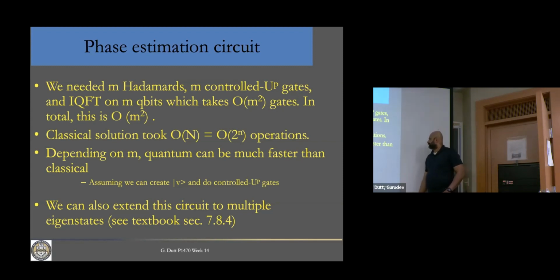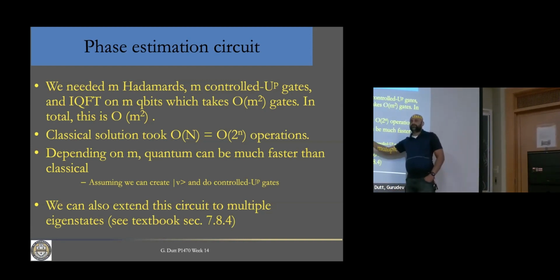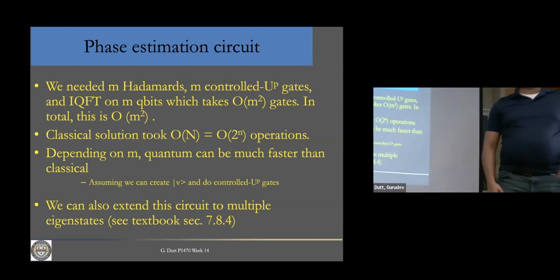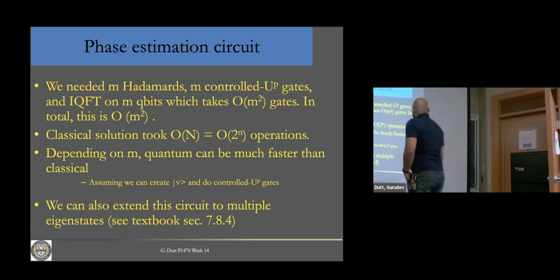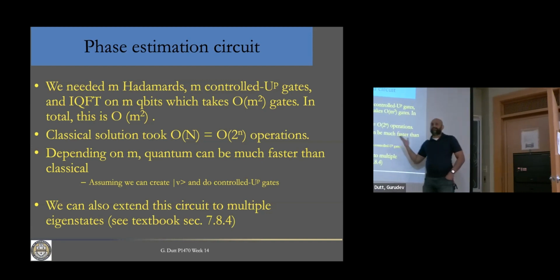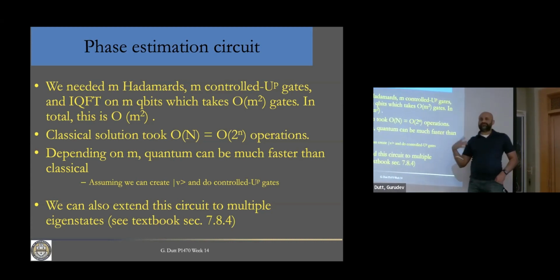Okay. There are a couple of small caveats. We have assumed we can create this V efficiently, so we have sort of ignored the whole complexity of how to create the eigenvector V. And also we've assumed we can do these controlled U gates, which itself might require a lot of gates to construct. But this is kind of like that oracle issue, right? It's like saying, how many times do I have to query these gates U? You can try to phrase it in that way as well. So that's another way to think about it, I guess.